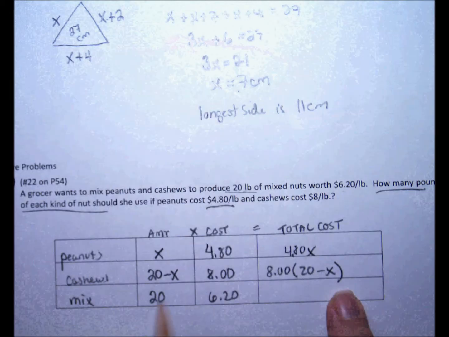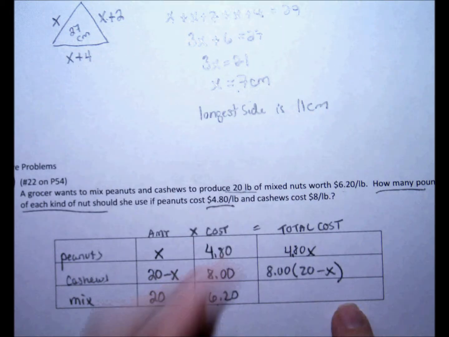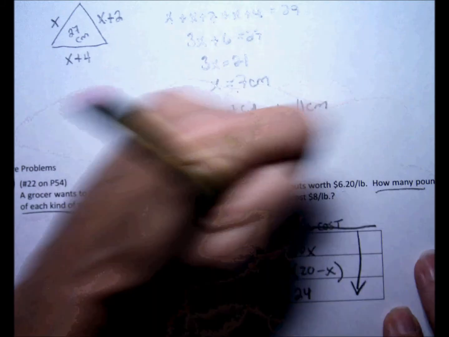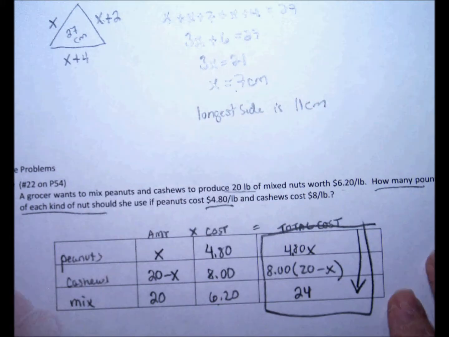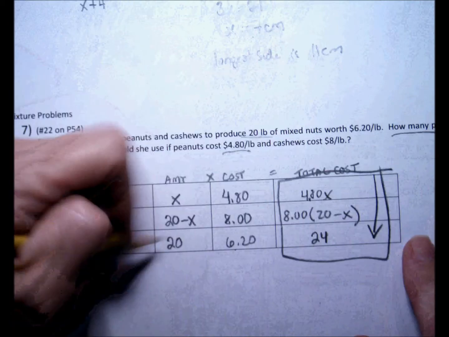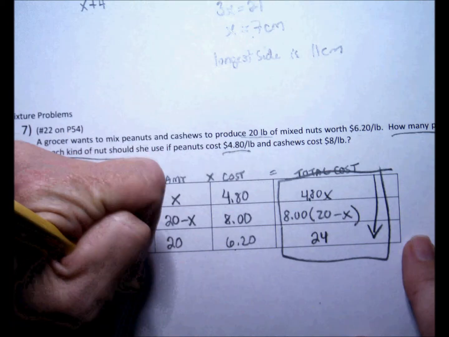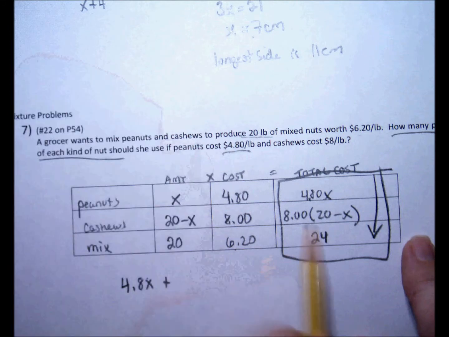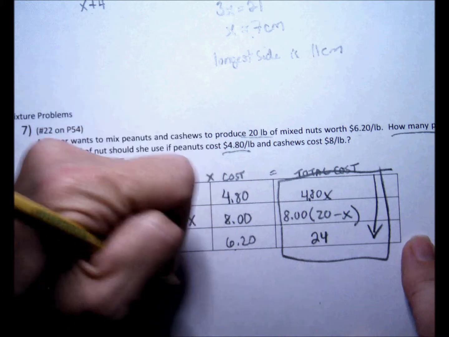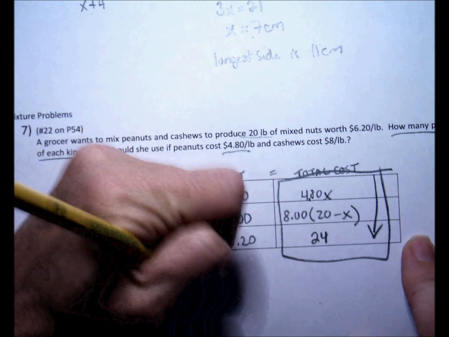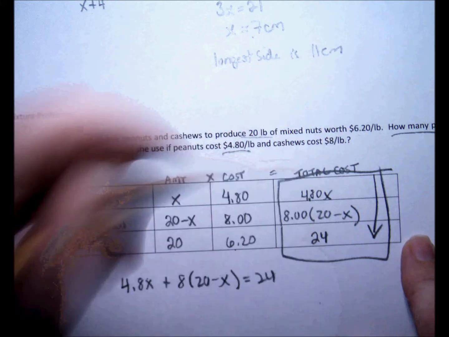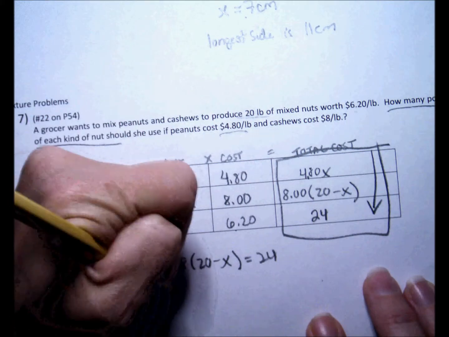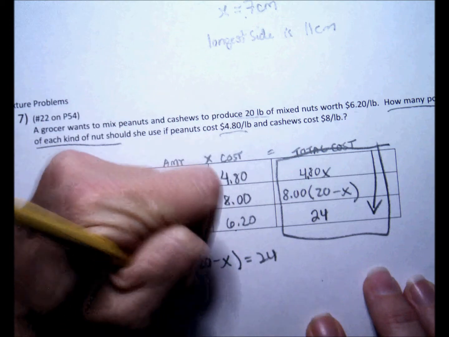Alright, so now I've already done the multiplication. I don't want to take the time to do it right now. So x times 4.80 is just 4.8x. We're just multiplying across now. This is 8 times 20 minus x. And this is 20 times $6.20, which is 124. So here is our equation, right there.